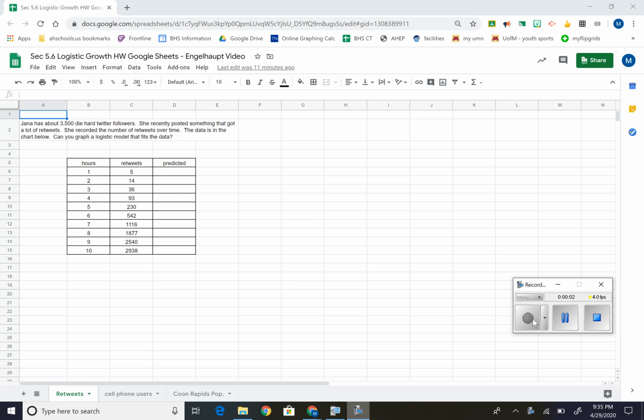Hello students, welcome to day 3 of section 5.6, logistic growth models. Today we're focused on how we can graph logistic growth in Google Sheets.